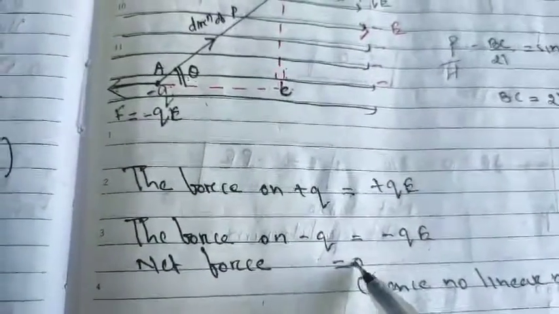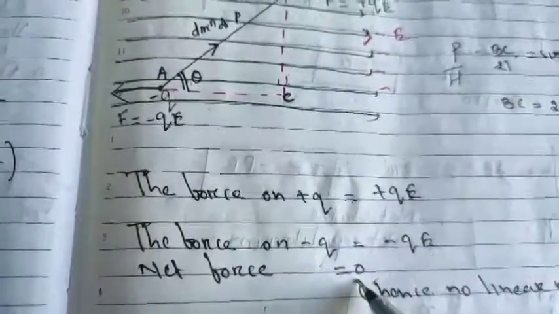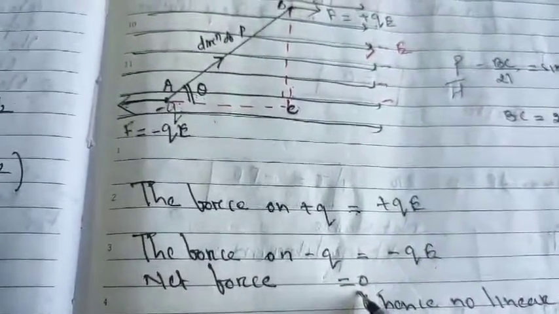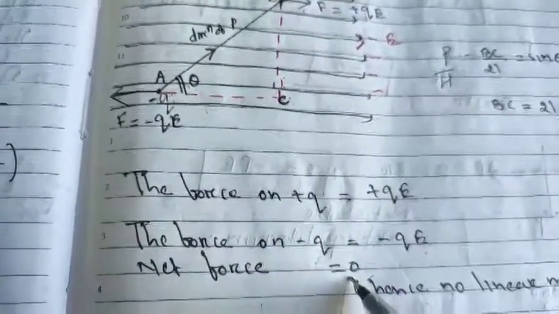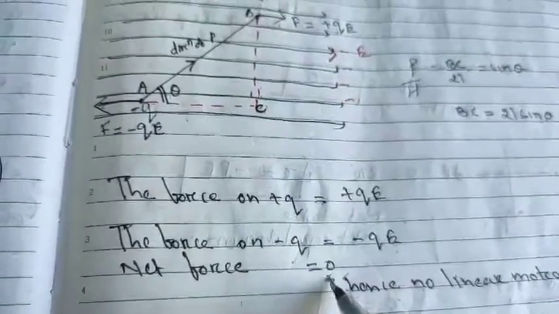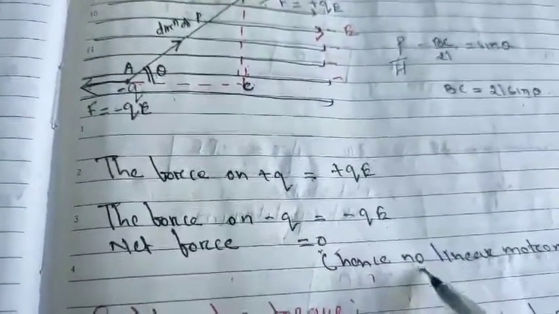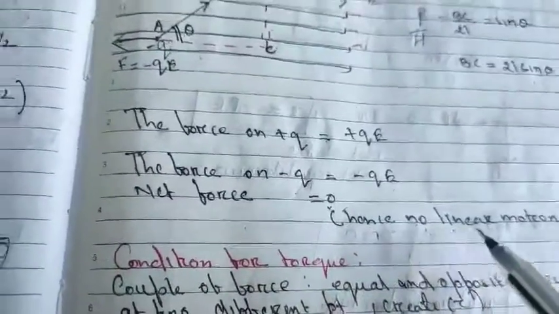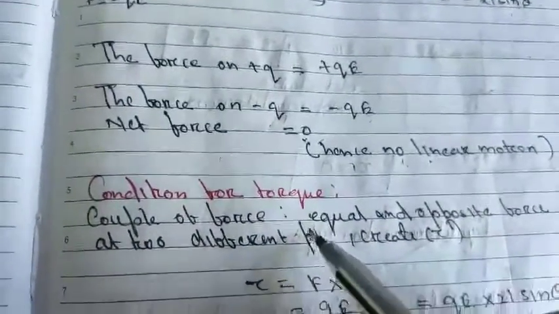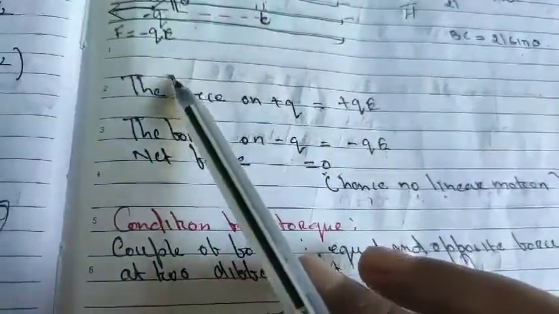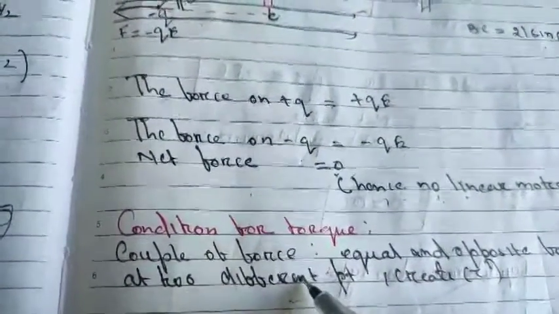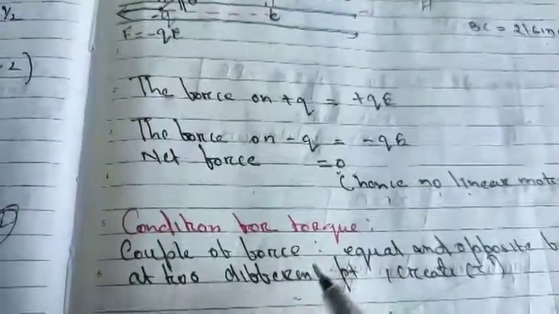But again I will repeat, the net force being 0 does not mean there is no electric field. There is a presence of electric field, but the net force experienced by the dipole is 0. Hence there is no linear motion, only rotational motion. Now, what is the condition for torque, students? The two forces you are seeing here should be equal in magnitude but opposite in direction. That thing you have to remember.